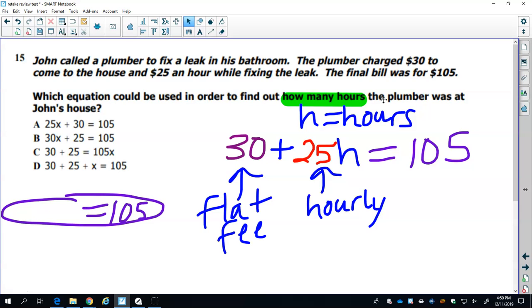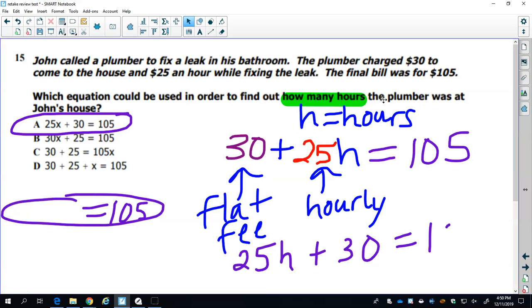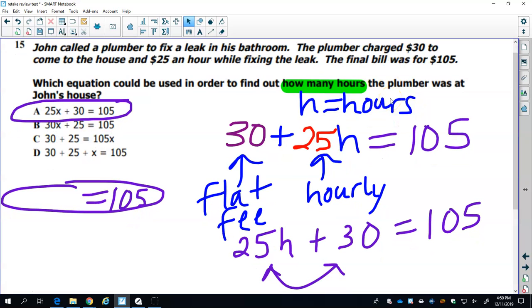So our correct answer is going to be this. And that might be a little tricky because it's in a different order, but that's okay. We could have 30 plus 25H, and that's the same thing as 25H plus 30. You could think of the hourly first, and then think of the flat fee. Either way, you're going to get the same answer. Remember, commutative property, the order of terms that you add doesn't matter, you'll get the same answer.